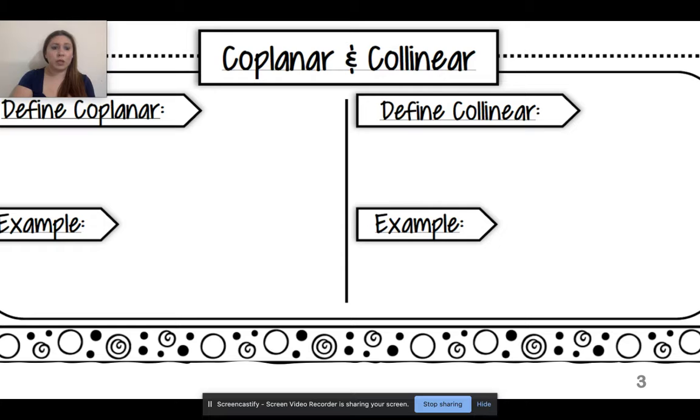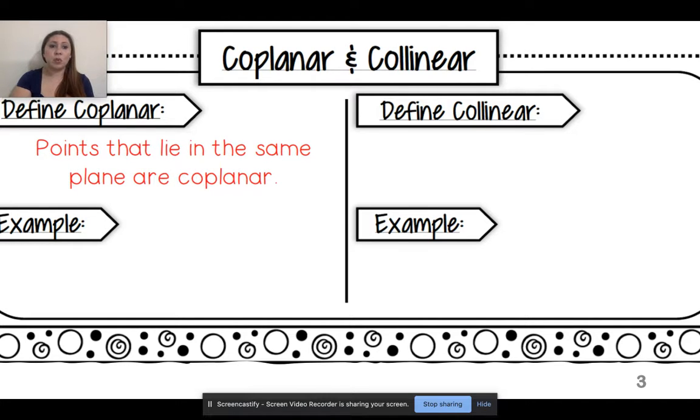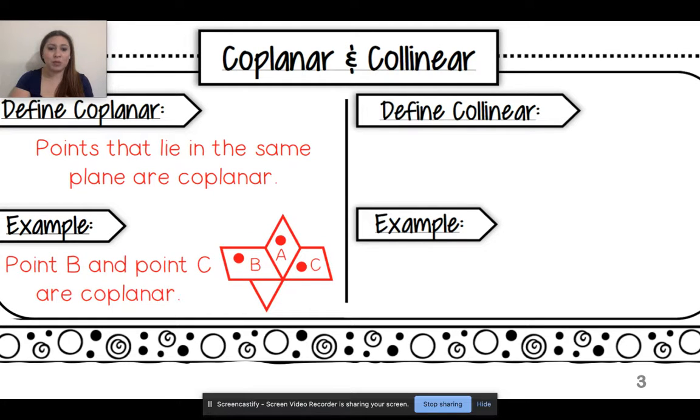Coplanar and collinear. The definition of coplanar is points that lie in the same plane. Not complainer, don't complain, it's coplanar. An example would be a flat page, and B and C are coplanar, meaning that they're on the same plane, the same piece of paper. But A is not on the same paper or the same plane.